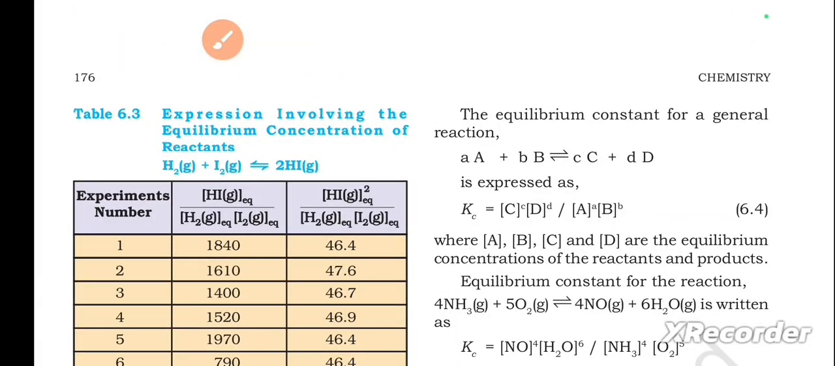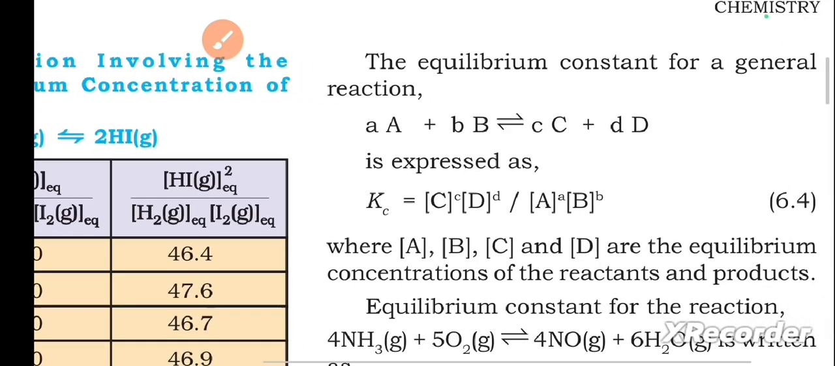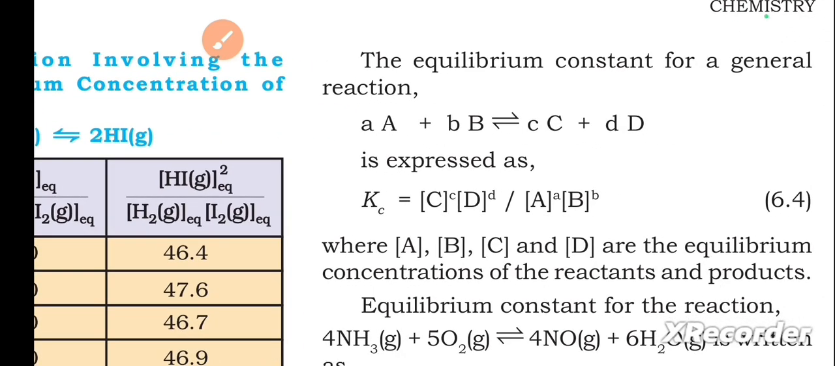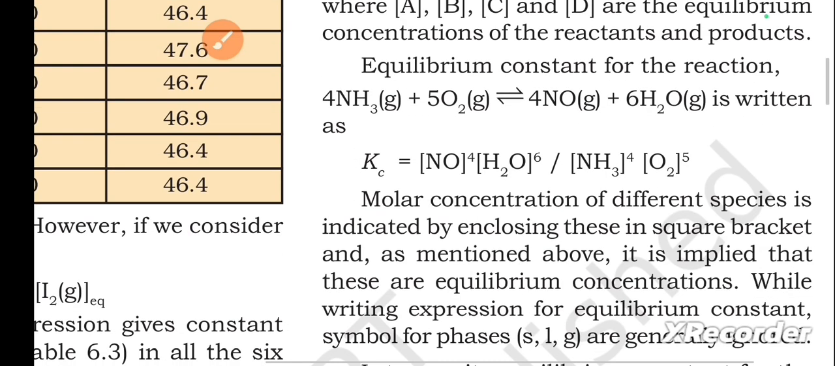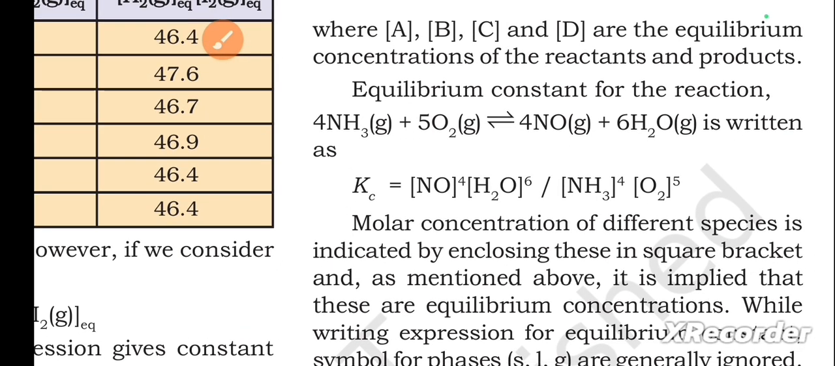The equilibrium constant for a general reaction aA plus bB gives cC plus dD is expressed as given below, where A, B, C and D are the equilibrium concentrations of the reactants and products. The equilibrium constant for the given reaction is written in the given form. Please check it out.